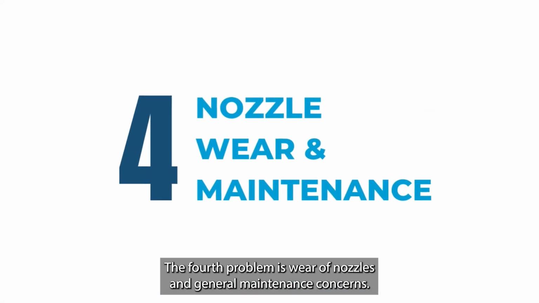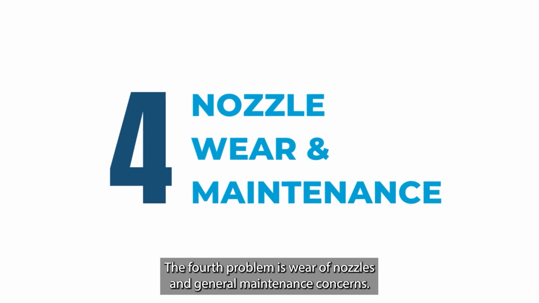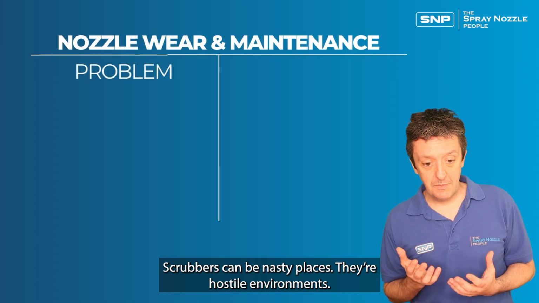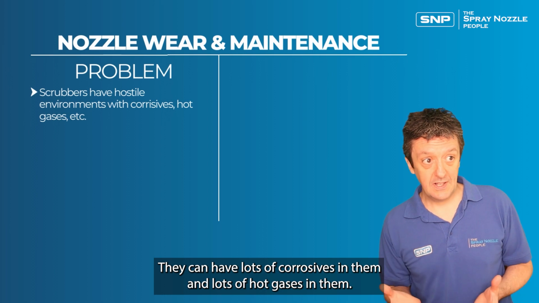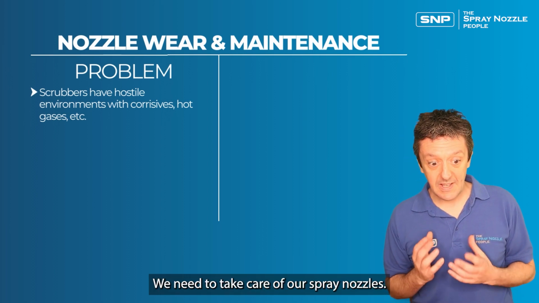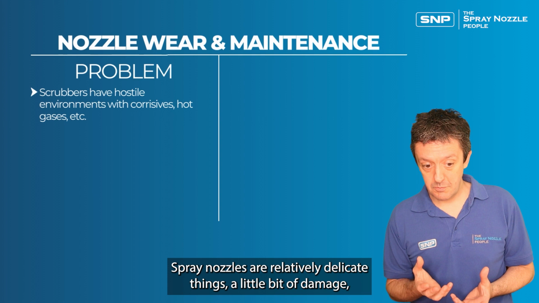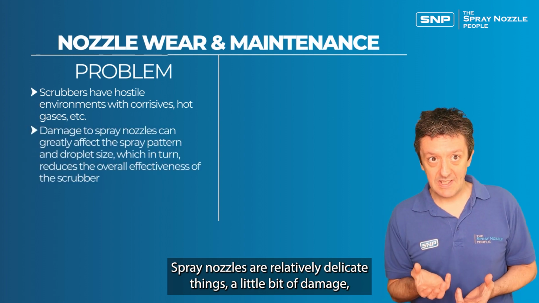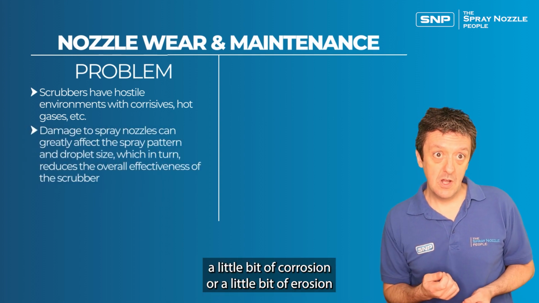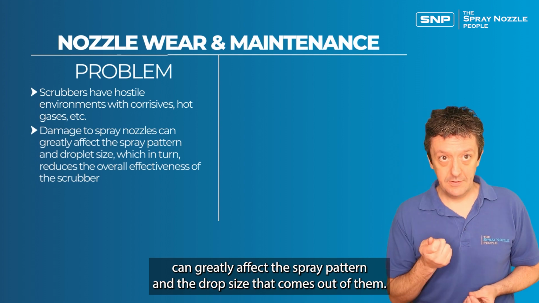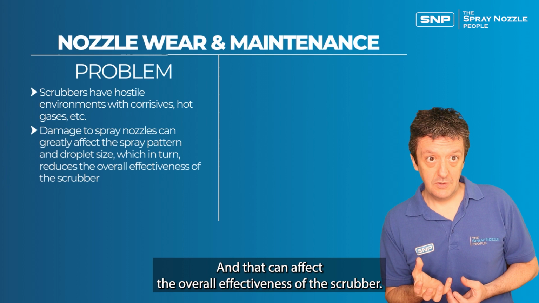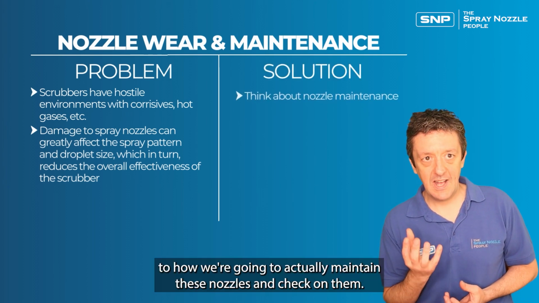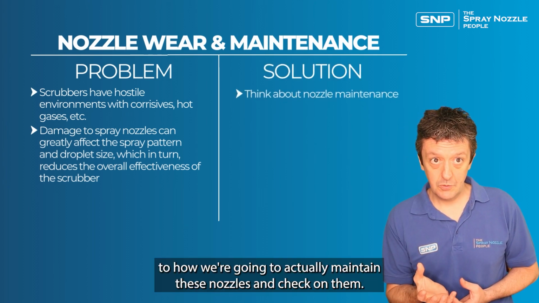Fourth problem is wear of nozzles and general maintenance concerns. Scrubbers can be nasty places. They're hostile environments, they've got lots of corrosives in them, lots of hot gases in them, so we need to take care of our spray nozzles. Spray nozzles are relatively delicate things. A little bit of damage, a little bit of corrosion, a little bit of erosion can greatly affect the spray pattern and the drop size that comes out of them, and that can affect the overall effectiveness of the scrubber. So we need to pay careful attention to how we're going to actually maintain these nozzles and check on them.